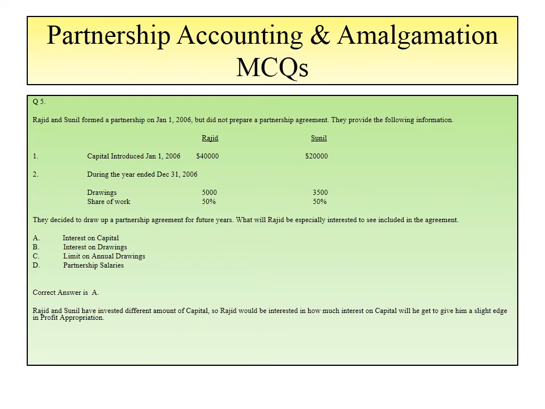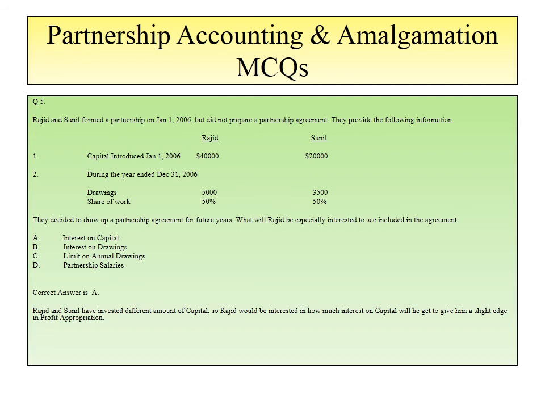Rajit and Sunil formed a partnership on January 1, 2006 but did not prepare a partnership agreement. They provide the following information. Capital introduced by Rajit was $40,000 and Sunil was $20,000. Number 2, during the year ended December 31, 2006, drawings were: Rajit withdrew $5,000 and $3,000 for Sunil, and share of work, 50% each. Both of them worked equally for the business.